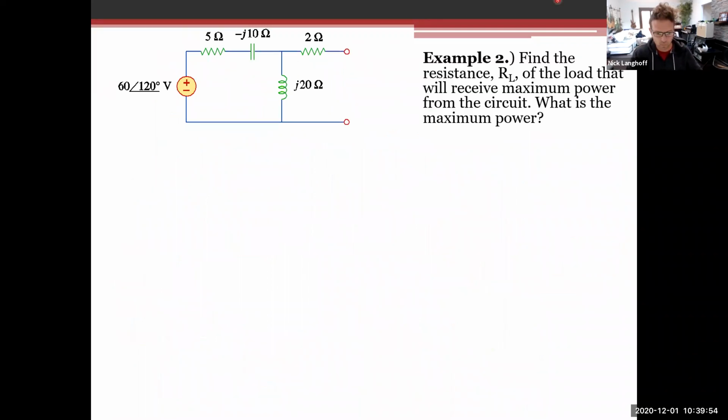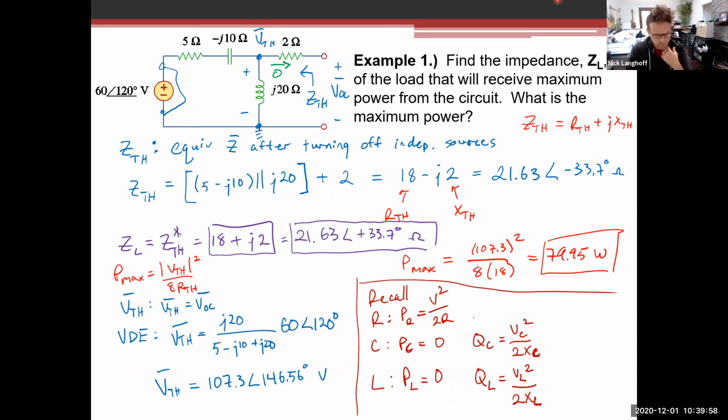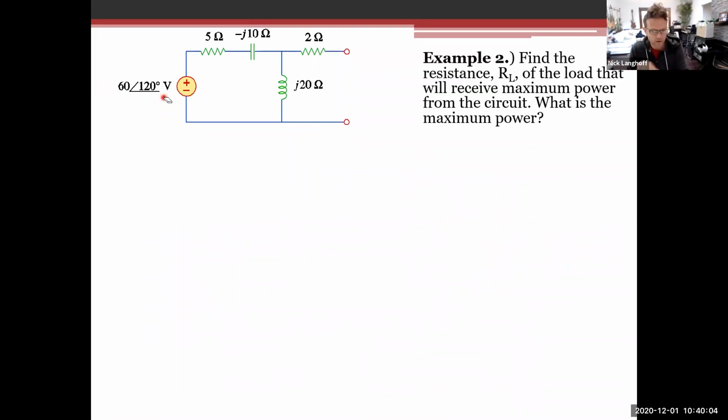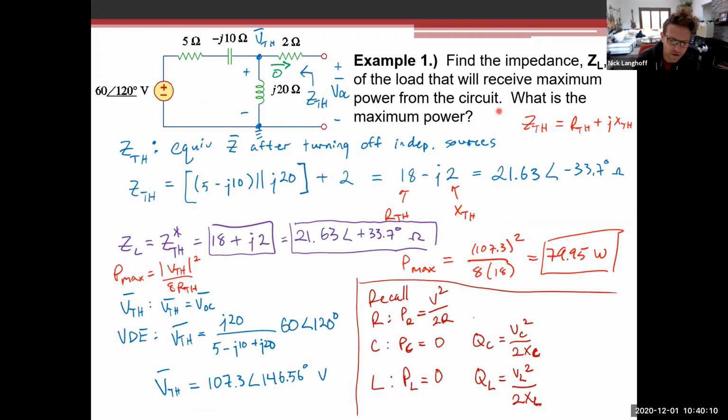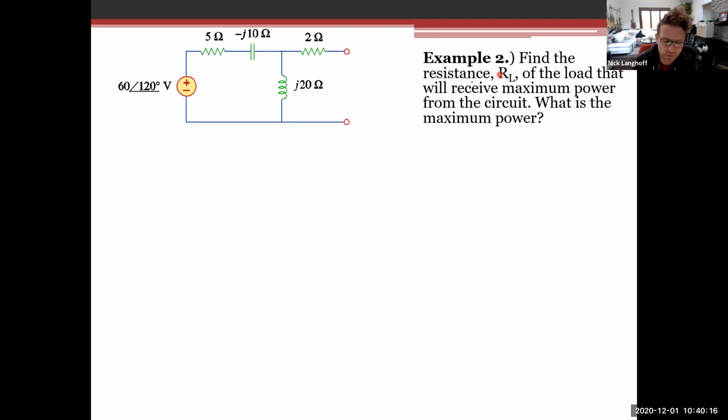Let's take a look at one more example here. This is the same circuit. I'll just erase this part here where we shorted it. We're now asked to find the resistance RL. That's different than finding the impedance ZL of the load that receives maximum power from the circuit. Now we want to find the resistance RL of the load, so a purely resistive load.